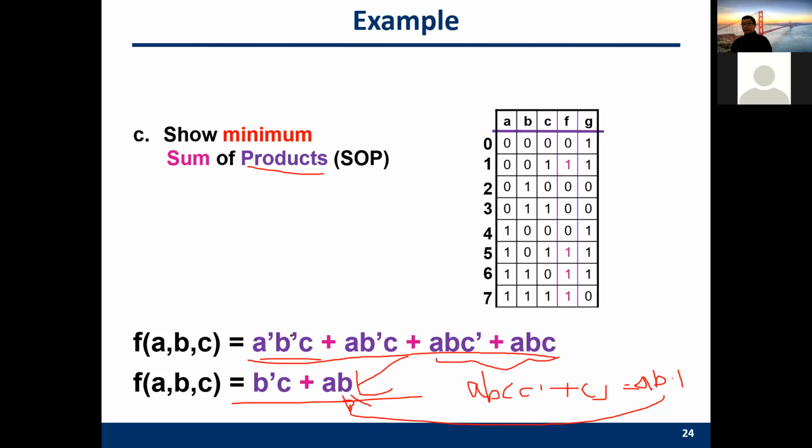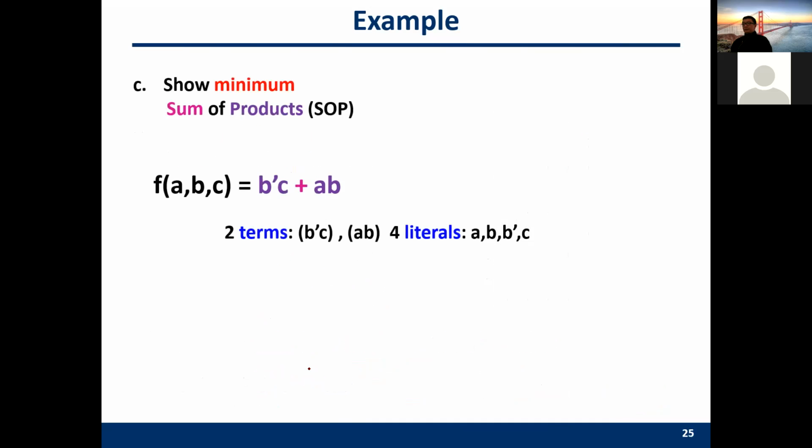Again, for the first two terms, you can combine these two. You can rewrite it to A bar plus A, B bar, and C. The first one is a one. So you have one multiplied B bar C. And then you have this term. So by using those laws, you can do some simplification.